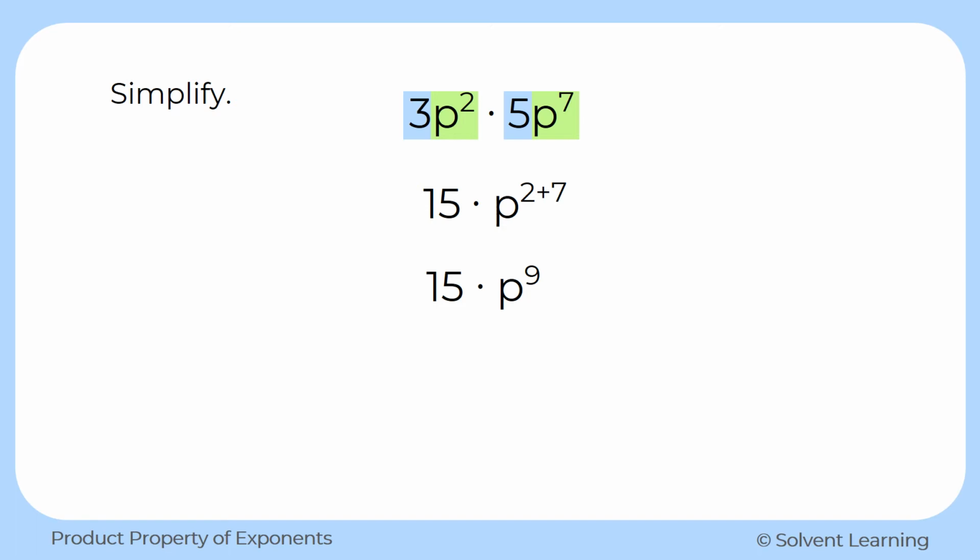However, since the 15 is being multiplied by p to the 9th, we don't have to have a multiplication symbol in between them. We can just write them right next to each other, and that's enough for us to know that we have the 15 being multiplied by p raised to the 9th power. And it would look like this: 15p raised to the 9th power, without the multiplication symbol in between. And that's our final answer there.